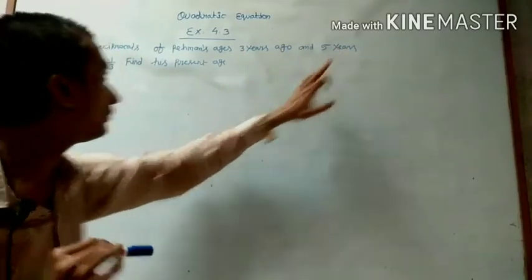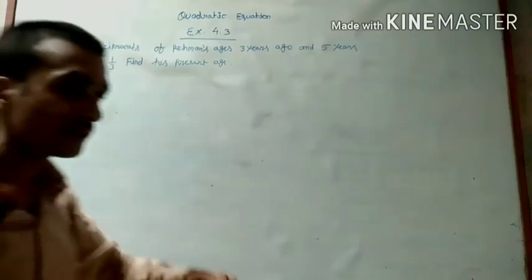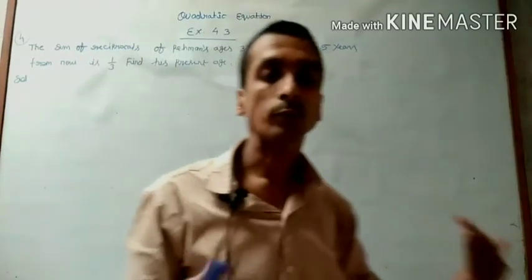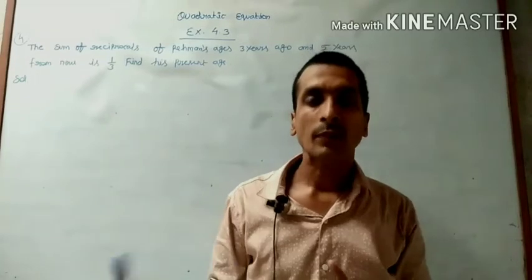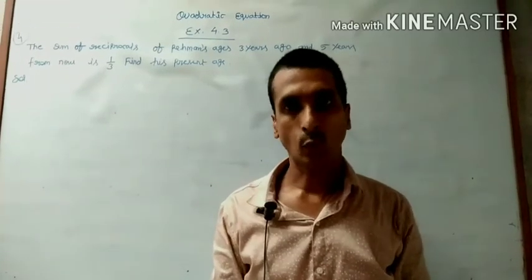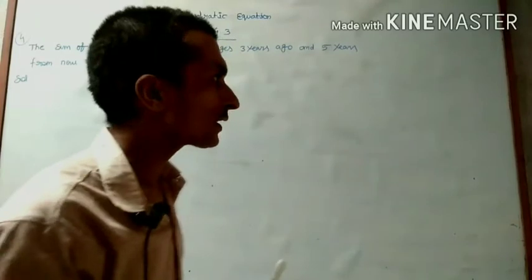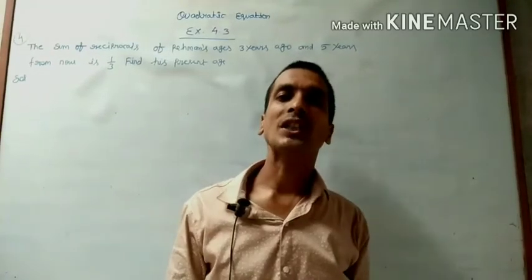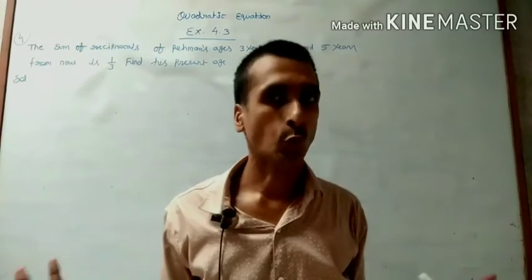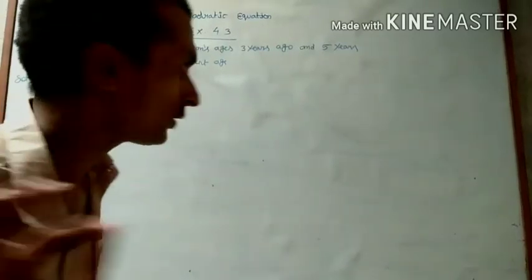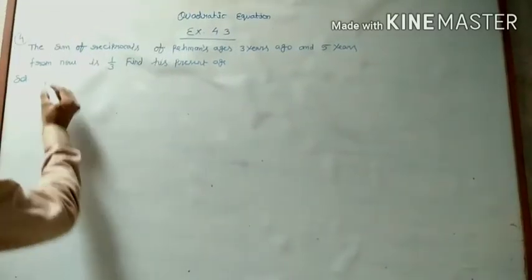The next one, 5 years from now, meaning 5 years after today. So you have to use the positive sign. So this becomes x plus 5 years. Okay. The reciprocal means, suppose you have the number 2 upon 3, it is converted into 3 upon 2. Okay. So you can understand the question, and then here is the solution.